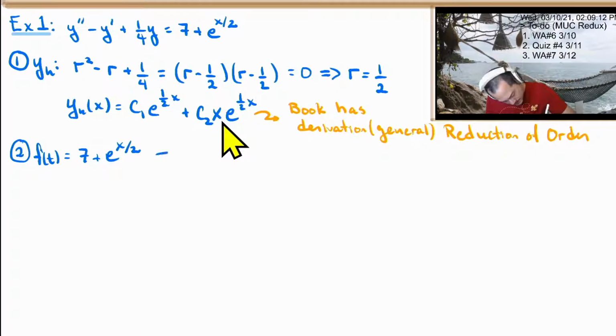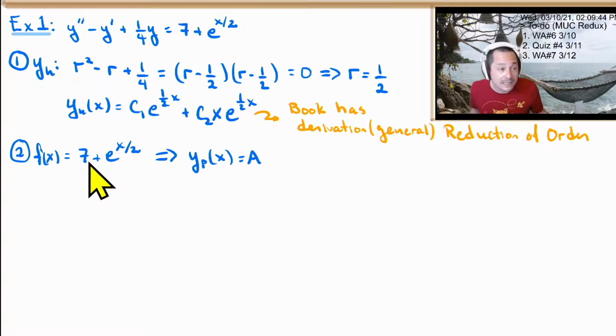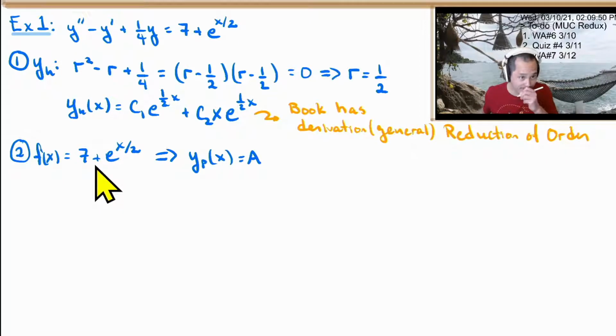Okay, so now I have this f of x, not f of t, I have an f of x right here. And with that f of x, I need to choose the form for my particular solution. So my particular solution, what's it going to be like? Well, I see a constant 7. I say, well, the particular solution should have some sort of function within it that models that constant. And so I see a constant, and I write down a constant to account for that. Just as if I see a linear function, I write down the most general linear function to account for that. Next, I see an e to the x over 2.